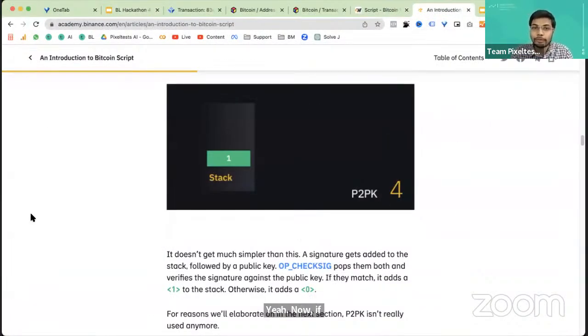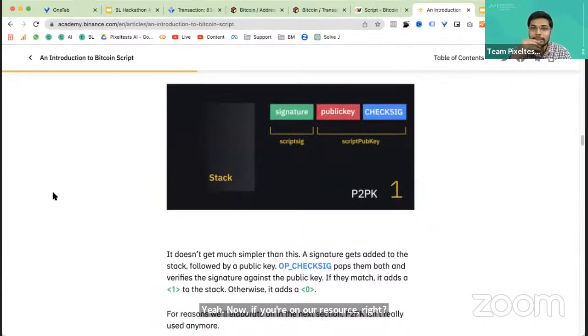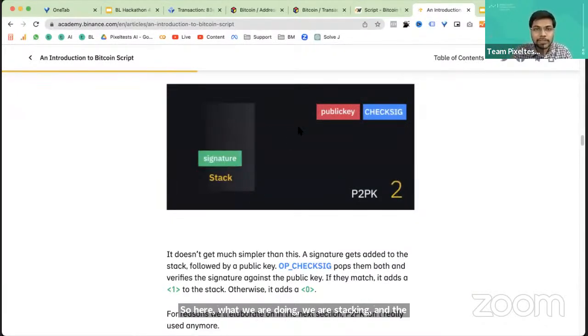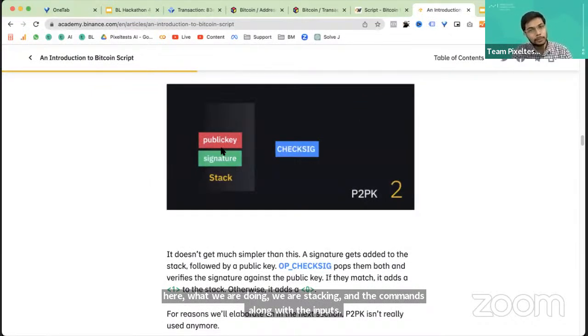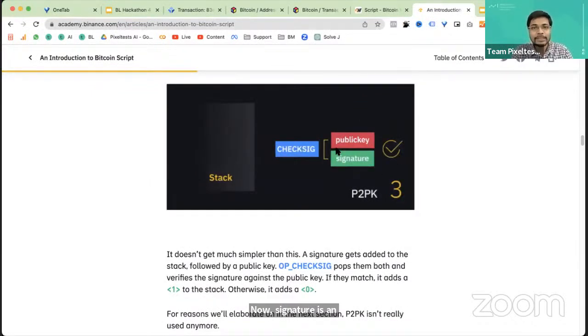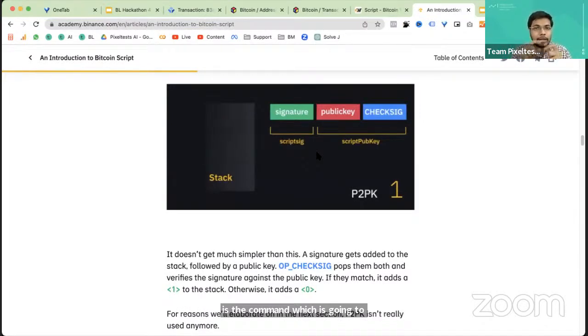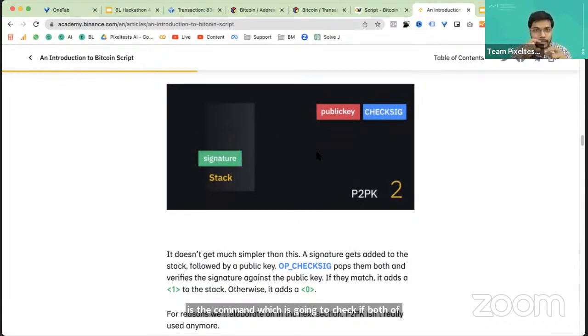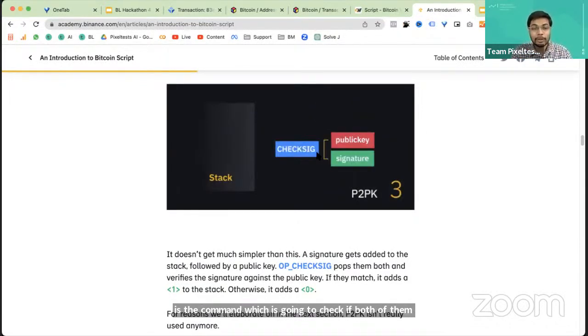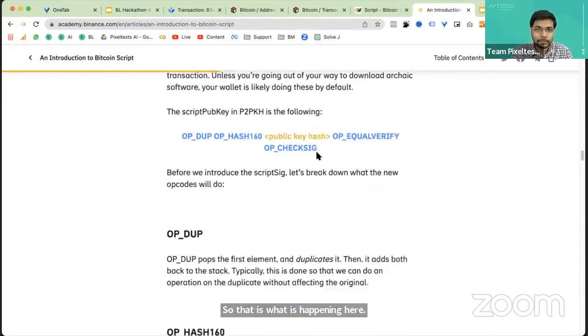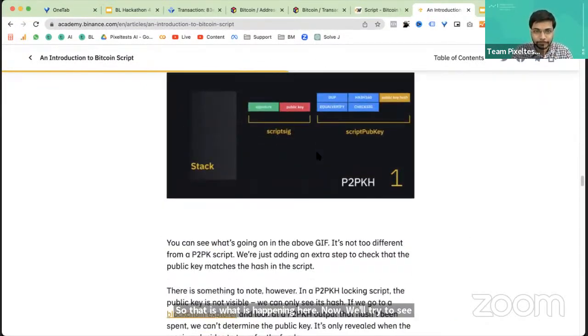Now, if we are on our resource, right? So here, what we are doing, we are stacking the commands along with the inputs. Now, signature is an input, public key is an input, and checksig is the command, which is going to check if both of them match, right? So that is what is happening here. Now we'll try to see in detail the whole command altogether, right?